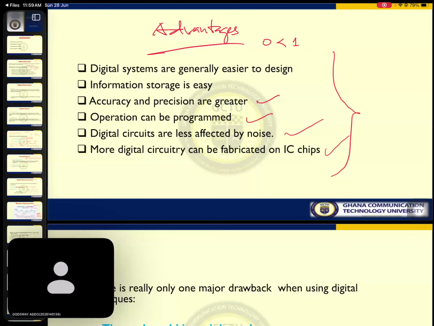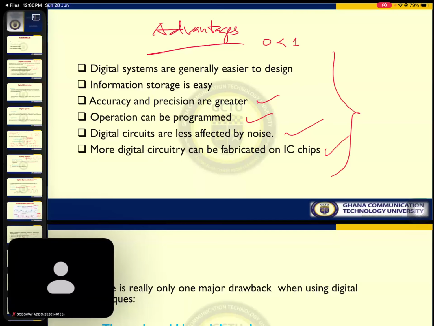How does the discrete values make the digital systems easier to design? Okay. So it is basically operating on two states. Either it is operating on 0 or it is operating on 1, or either it is operating on the on state or the off state.